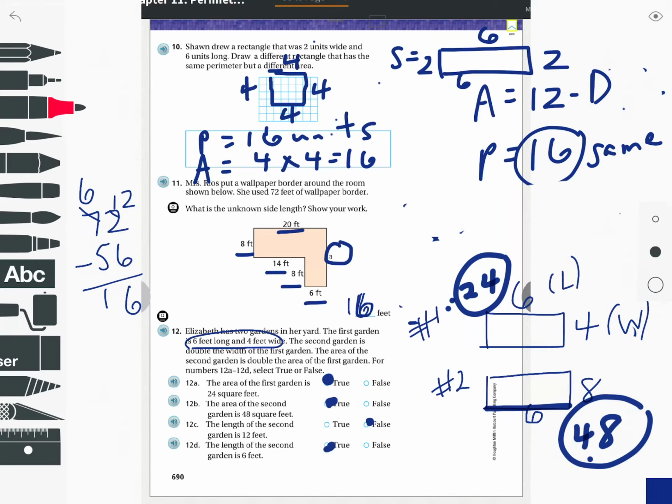However, this question here, number 12B, if yours looks different than mine, it says the area of the second garden is 24 square feet, then it's false. I'm seeing 2 different questions. So this one actually could be true or false depending on what your book says. Okay? This is the answer key for the next 2 pages.